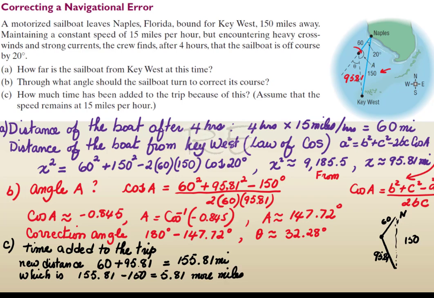Since the boat speed is constant, 15 miles per hour, the extra miles, 5.81, will be multiplied by 60 minutes for an hour, so it's 60 divided by 15 miles to find the extra time. And the extra time is approximately 23 minutes.